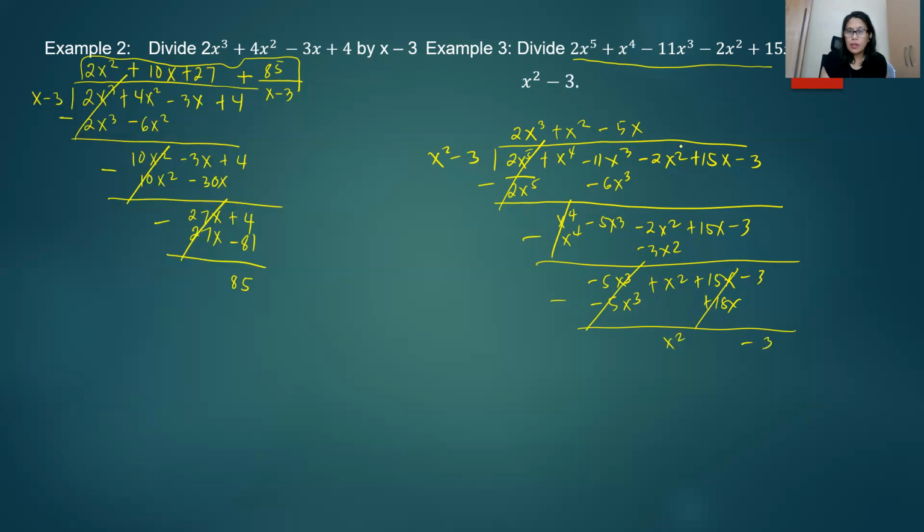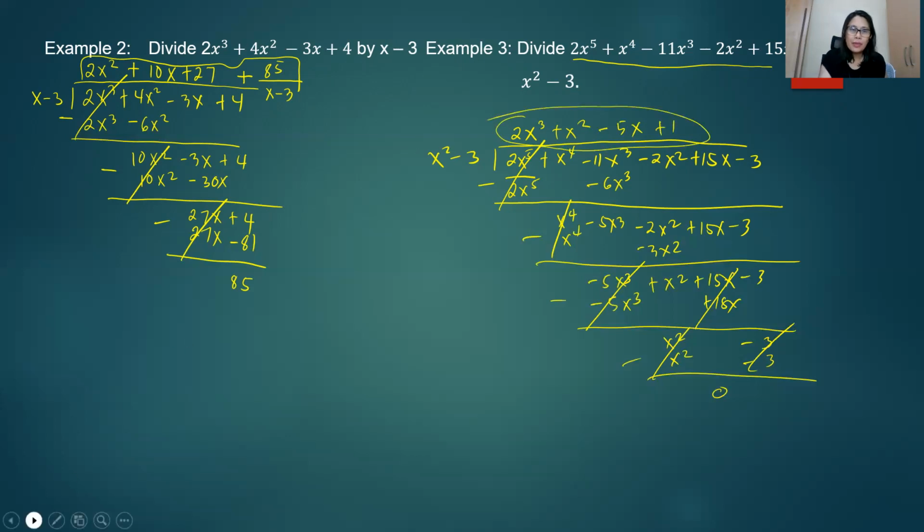So x squared divided by x squared is 1. And then 1 times x squared, we'll have x squared. 1 times negative 3, we'll have negative 3. So guys, again, everything is canceled as we subtract them. So there's no remainder and the answer will be this, okay?